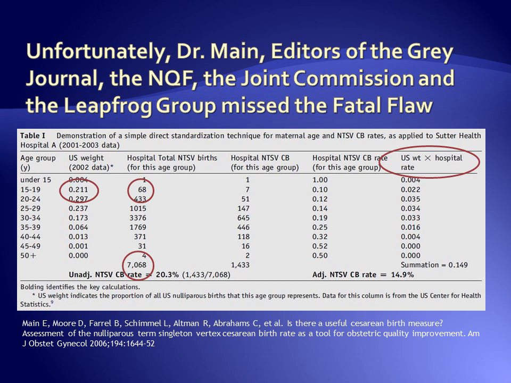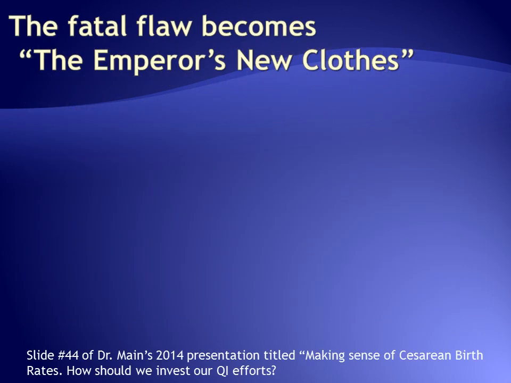A detailed analysis of this error can be found on my website. It is this fatal flaw that renders the results of Dr. Main's original cesarean birth measure useless. I discovered this fatal flaw in 2010 and did my best to inform Dr. Main, the Joint Commission, and the American College of OBGYN that this flaw would render the measure useless. However, it appears that instead of going back to the drawing board and creating a better risk adjustment for age, Dr. Main began a campaign to convince everyone that the NTSV rate doesn't have to be adjusted for age.